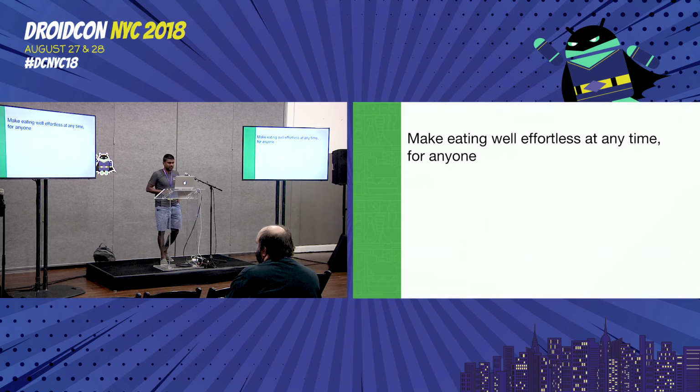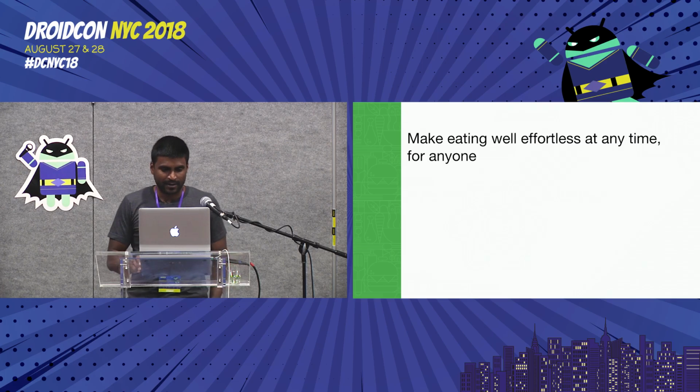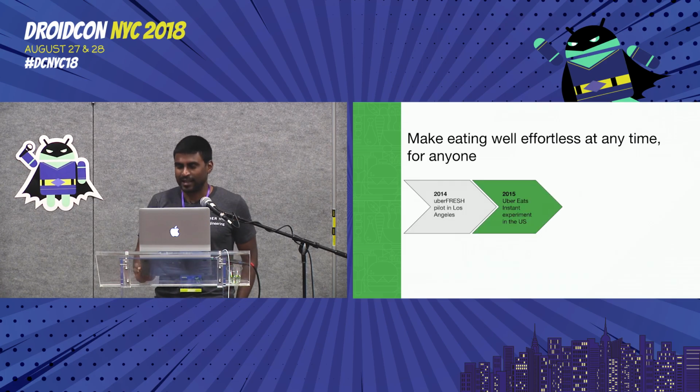Quick background on Uber Eats. Most people know us for the ride-sharing business, but on top of it, we built a pretty successful business on the Uber Eats side of things. The idea is to make eating effortless at any time for anyone. Like most things at Uber, it starts out with an experiment. We built something in 2014 in Los Angeles. We called it Uber Fresh.